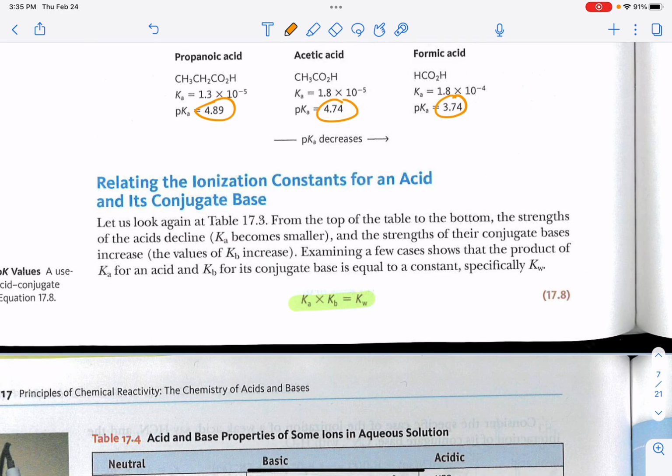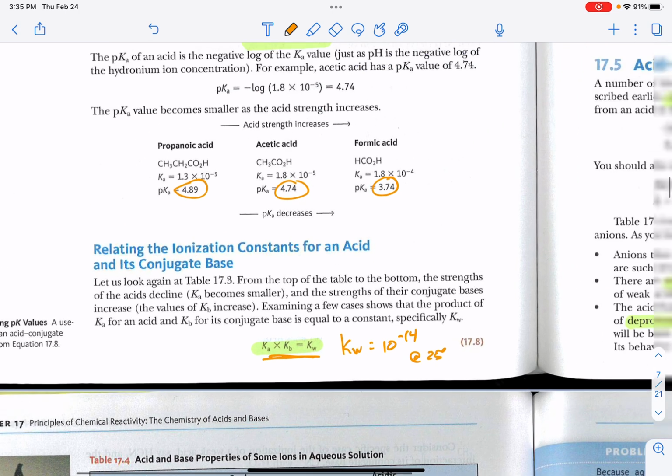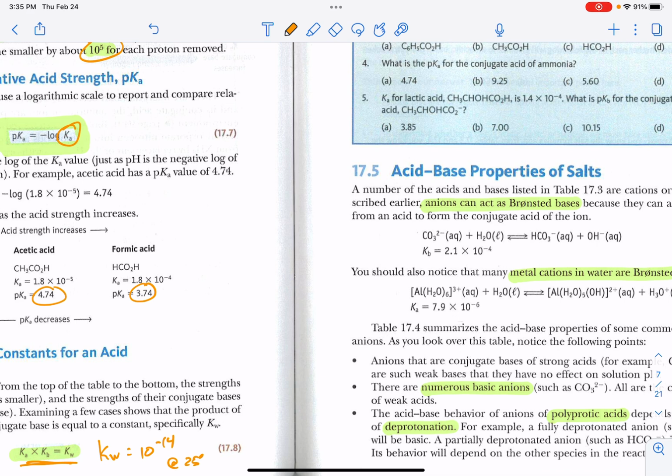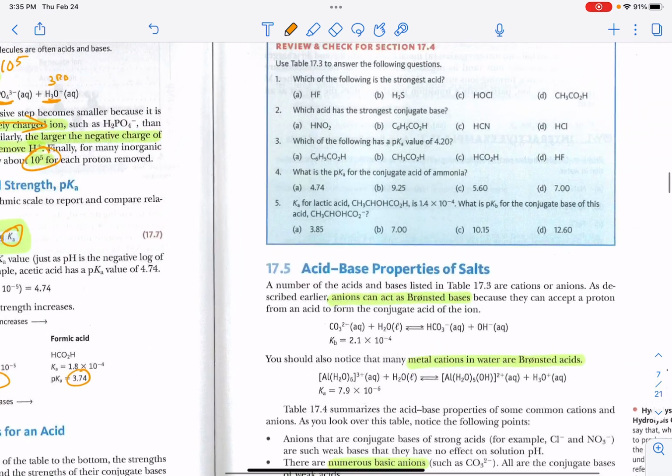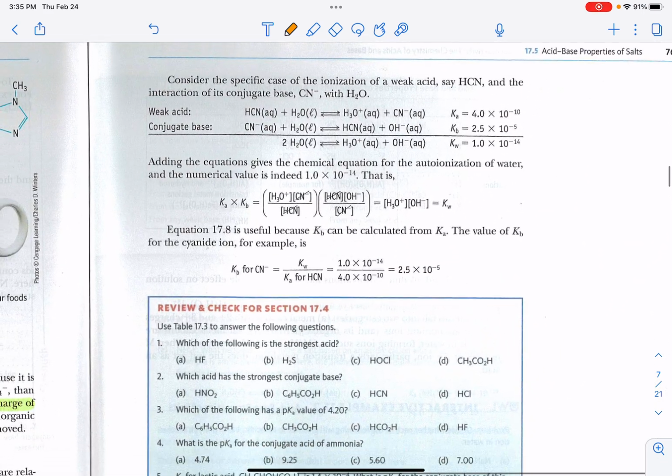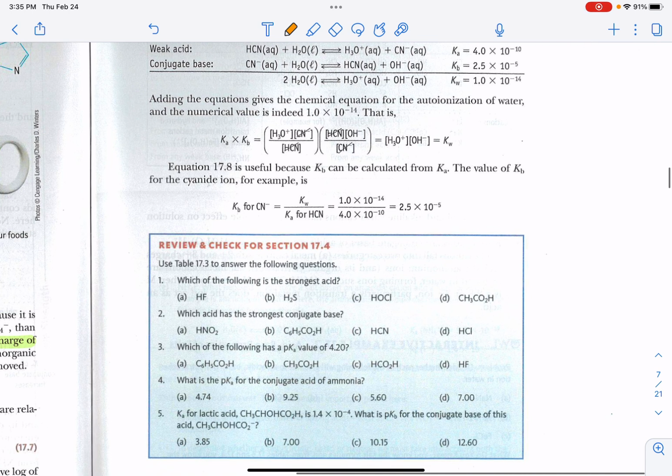By the way, just like multiplying Ka times Kb equals Kw, and remember that Kw equals 10 to the minus 14th at 25 degrees. That's a nice little thing to keep in mind. We can also talk about the pKa and the pKb as adding up to 14, just like the pH and the pOH add up to 14.